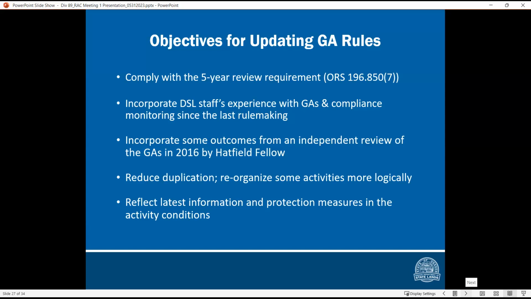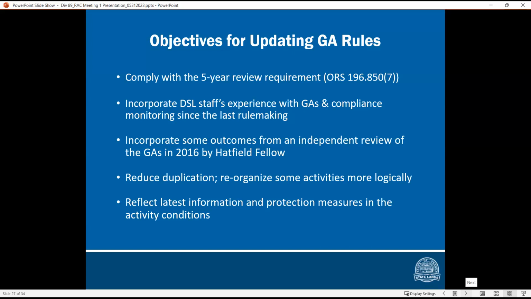Another thing we want to do is obviously reduce duplication. There's quite a bit of duplicative text, duplicative requirements that were stuck in various places of this administrative rule. I'm a big fan of saying things once in one place, one time. So a bias of mine was to try and weed out a lot of that duplicative text. And we also reorganized some of the activities into more logical groupings. And you'll see that as we get into the detailed review. We've also tried to reflect some of the latest information, latest science, and protection measures into our activity-specific conditions and our general conditions for activities, just to make sure that we're respecting that threshold of no more than minimal adverse effects.